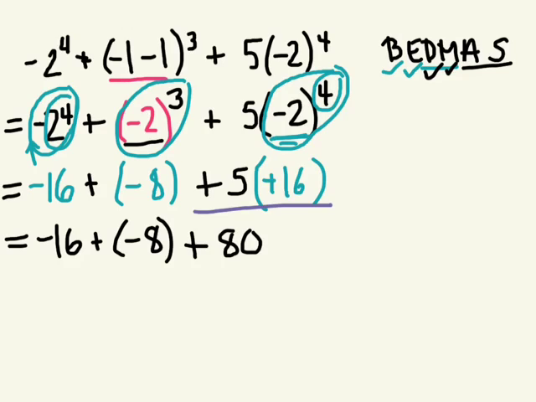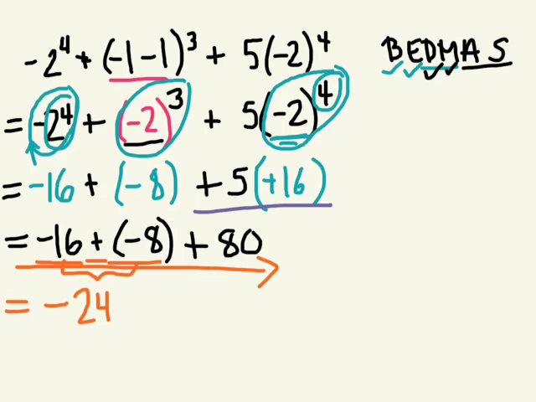Next is addition and subtraction in the order it appears. So we're just going to read this like we would read English, a sentence, from left to right. -16 plus -8 becomes what? -24, that's this part, plus 80. What's -24 plus 80? Positive, I'm just going to put positive 56.